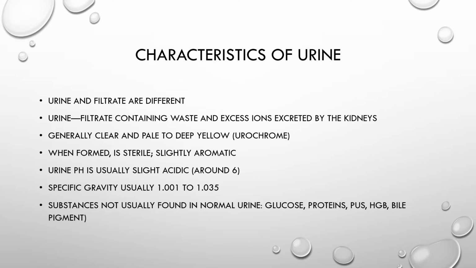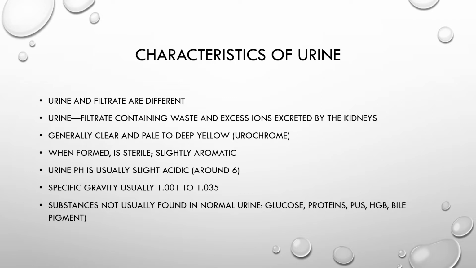Filtrate contains everything that blood plasma does except for proteins, but by the time it reaches collecting ducts, the filtrate has lost most of its water and just about all of its nutrients and necessary ions. What remains is urine, which contains nitrogenous waste and unneeded excess substances. Assuming we are healthy, our kidneys can keep our blood composition fairly constant despite wide variations in diet and cell activity. So freshly voided urine is generally clear and pale to deep yellow.